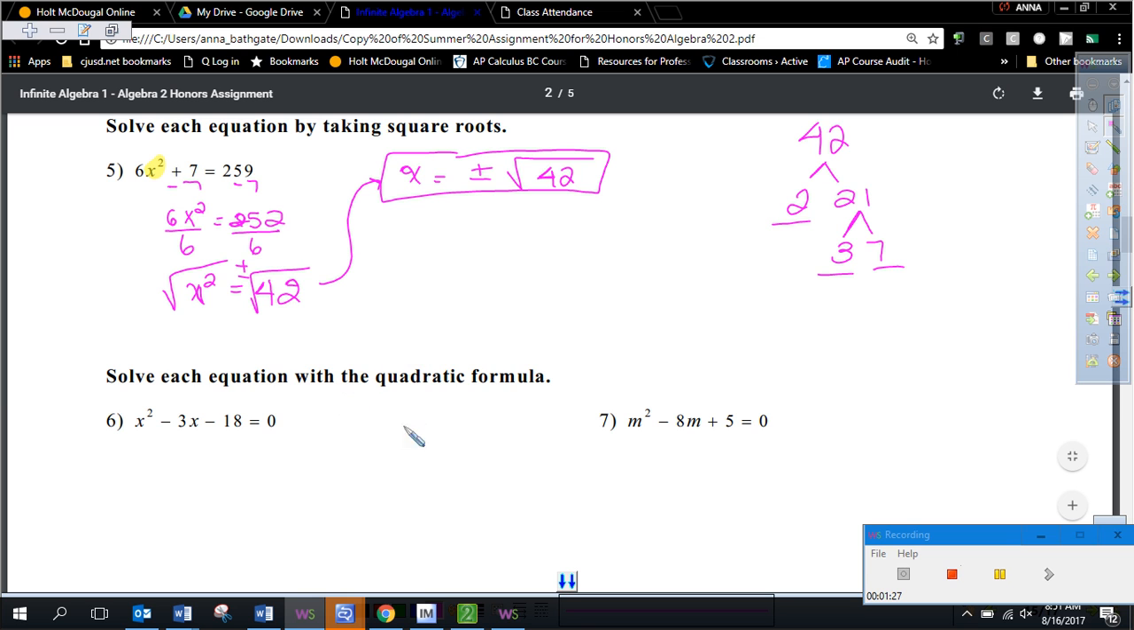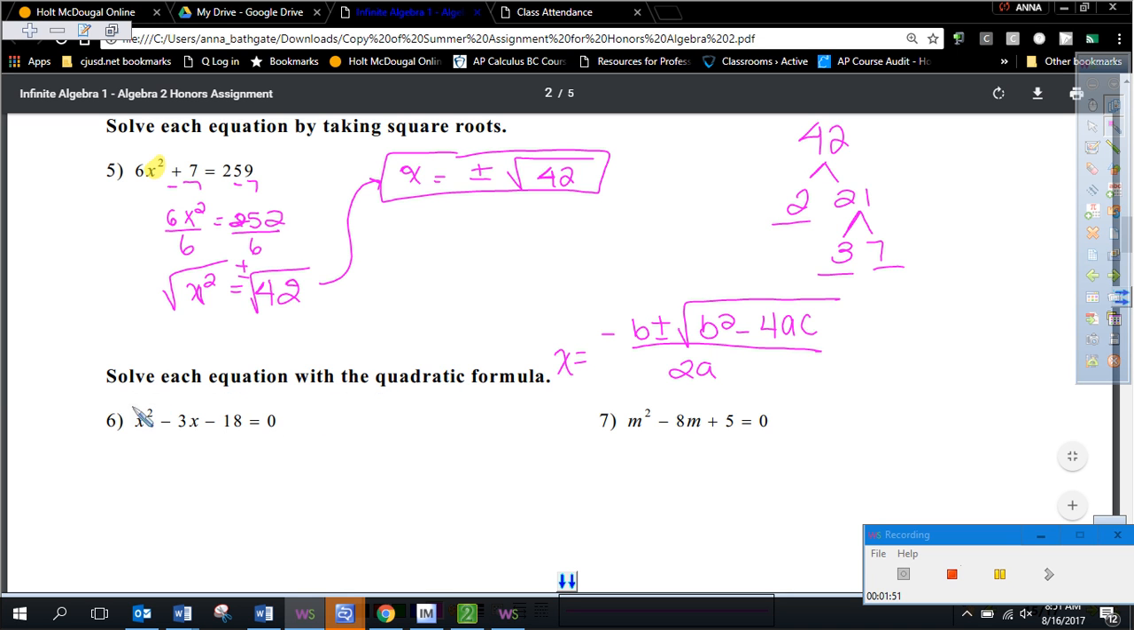To solve an equation by the quadratic formula, let's first write down a reminder of what the quadratic formula is. X equals negative b plus or minus square root b squared minus 4ac all over 2a. I need it to be in standard form. It needs to be equal to 0 and in the form of x squared, x, constant. If one of those is missing, that's okay. It just means its coefficient is 0. But it should be in the form of x squared, x, constant, all equal to 0.